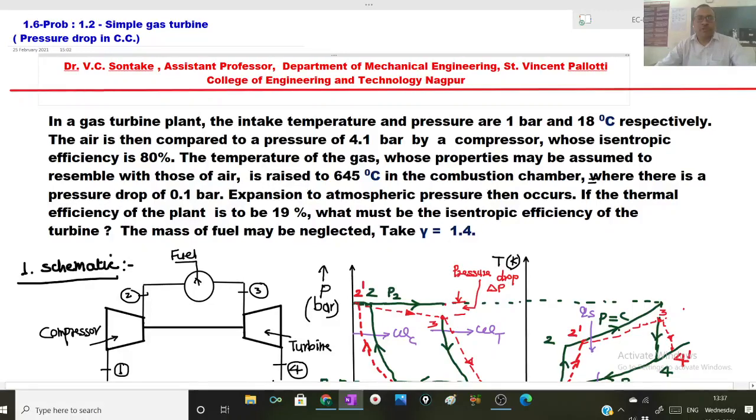Expansion to atmospheric pressure then occurs. If the thermal efficiency of the plant is to be 19%, what must be the isentropic efficiency of the turbine? The mass of the fuel may be neglected and take gamma value equal to 1.4.